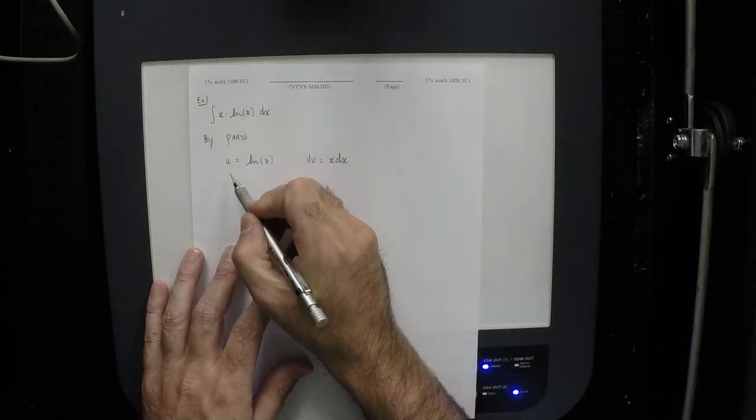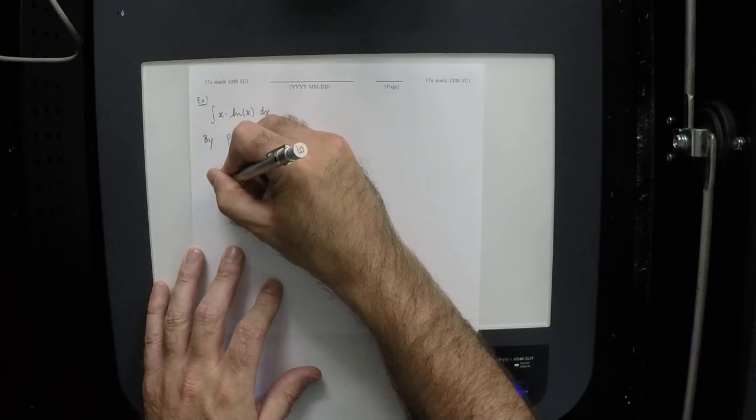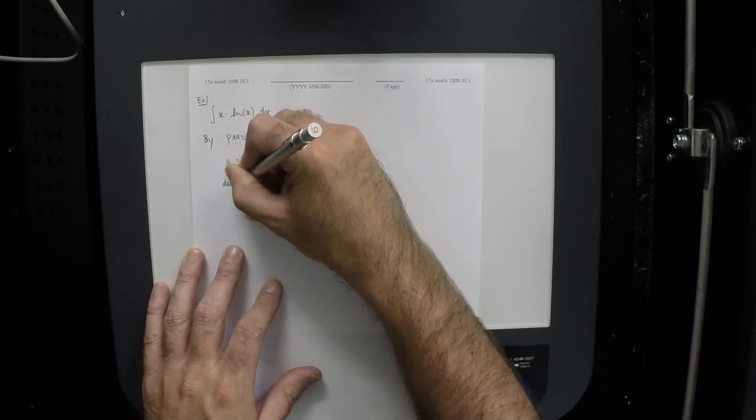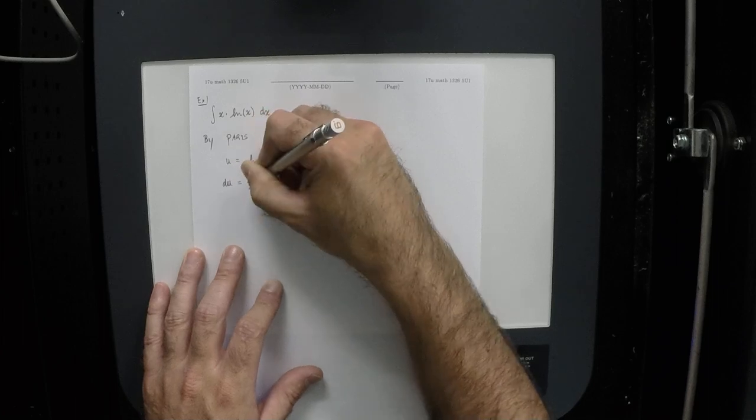Okay, so how many quantities are in the by parts formula? How many different things? 4, right? There's u and du. There's v and dv. How many of them do we have at present? 2. Okay, so let's find the other 2. What can we get from u? du. And we can get it by differentiation. So what is du then? 1 over x dx. Any question about that?